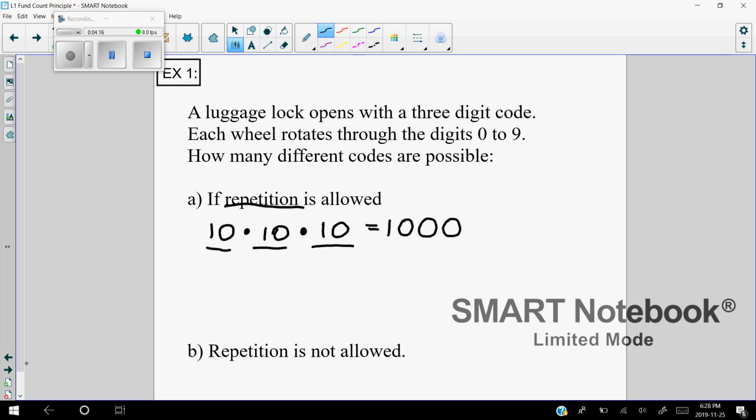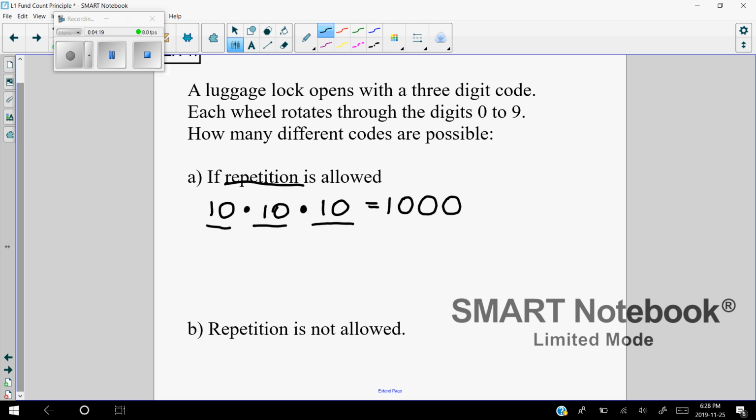All right, now the next one, it says repetition is not allowed. So you still have 3 different options for your numbers. And the first one, there's 10 different numbers, but say you pick the number 9. Now you can no longer pick that number 9, so it goes down to 9 options. And now you've used up 2 different digits, so it goes down to 8 options for your last digit. So we don't really care which number it was per se that we couldn't use, we just care that it was one number.